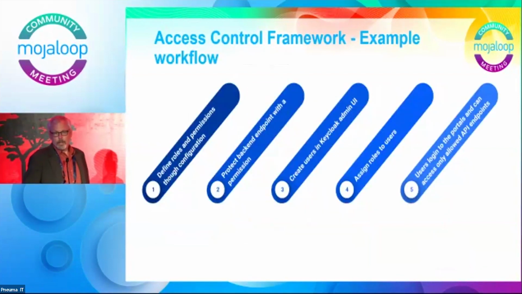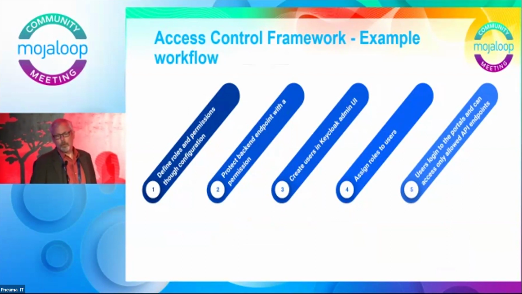So if we look at an example workflow of how you would use the business ops framework within the context of what I just explained, the first step is you define the roles and the permissions through configuration files. And those are stored in the GitLab repo for an environment and then are deployed as YAML by the GitOps operator. Then you would protect a backend endpoint with a permission. And this is happening in Istio.